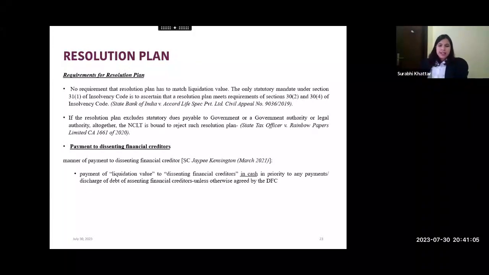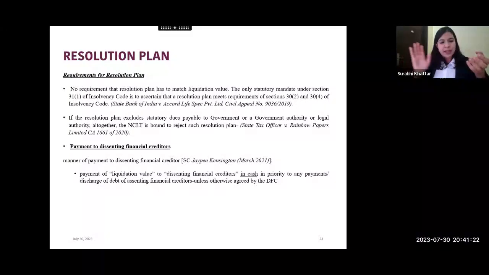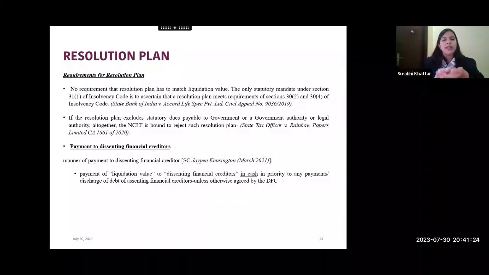Now coming to the resolution plan. Resolution plan is essentially a document that is provided by a prospective resolution applicant. Resolution applicant is essentially the person who will come forward. In very simple terms, will be the person who will come forward and say, okay, these are my terms of payment for this category of creditors, and this is how I intend to take over the company.